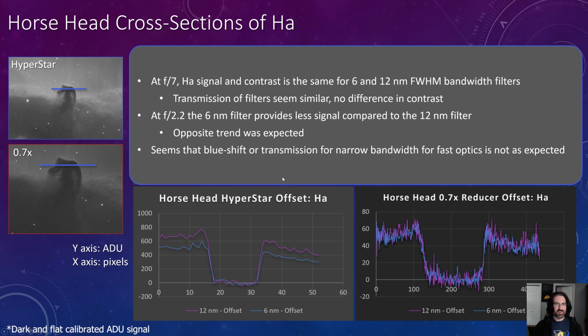So as kind of a review here, what can we say about these filters? Well, at f7, the hydrogen alpha signal and its contrast is the same for 6 and 12 nanometer bandwidth filters. The transmission of these filters seems similar. There's no difference in contrast. But when we move to the HyperStar at f2.2, the 6 nanometer filter provides less signal compared to the 12 nanometer filter, which is the opposite of what we expected. It seems that potentially the blue shift or transmission for narrow bandwidth for fast optics is not as expected.